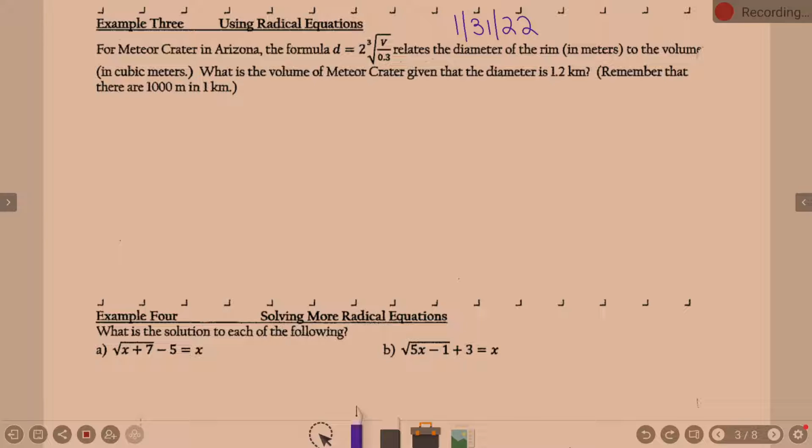Okay, lots of information, yes? Again, I want to start off by pointing out, what did they give me? A formula. So know that we're going to use that formula. I'm going to go ahead and write it down here where I'm going to do my work. It's 2 times the cube root of V over 0.3.